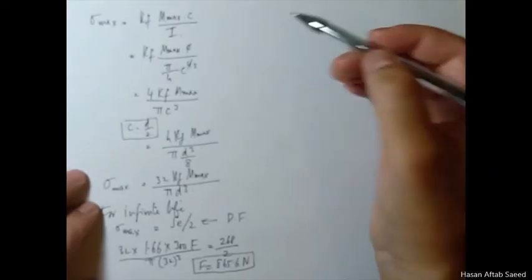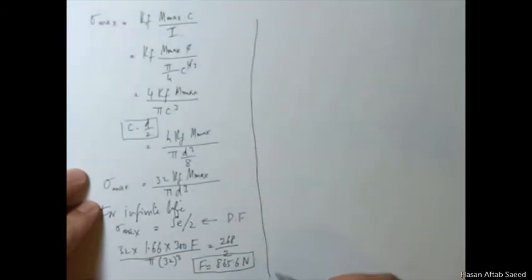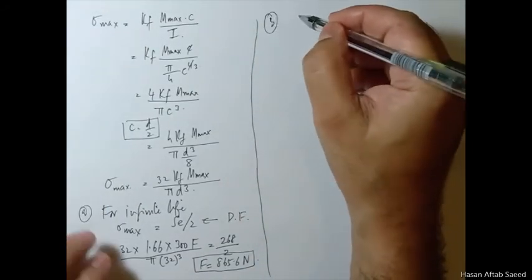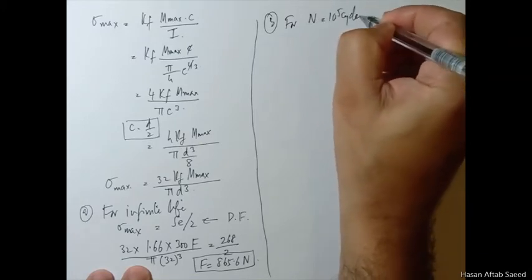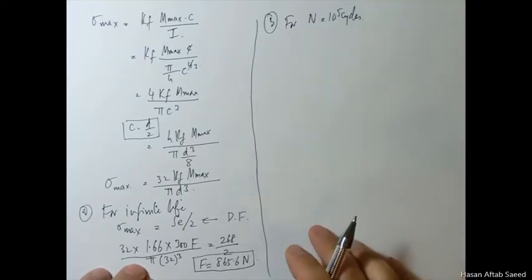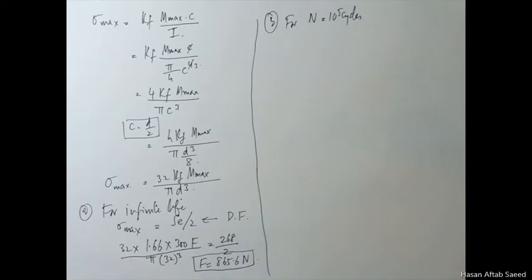What about part B? You're not aiming for infinite life now. Part B, for n equal to 10 raised to the 5 cycles. So what should you expect? Should you be able to apply more load than this or less load than this? Obviously, you can apply more load than this.